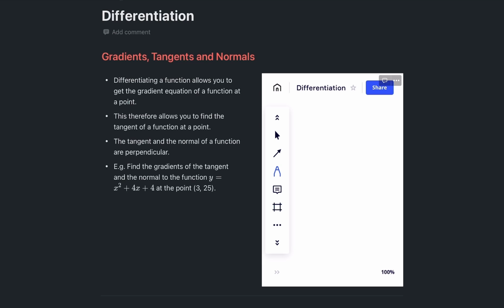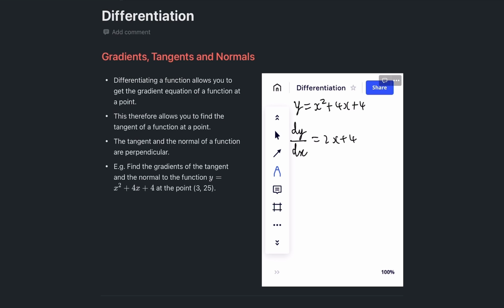So let's look at an example here. Find the gradients of the tangent and the normal to the function y equals x squared plus 4x plus 4 at the point 3 comma 25. Okay, so your equation is y equals x squared plus 4x plus 4, right? And first of all, you need to differentiate this. So dy over dx would equal 2x plus 4, right?